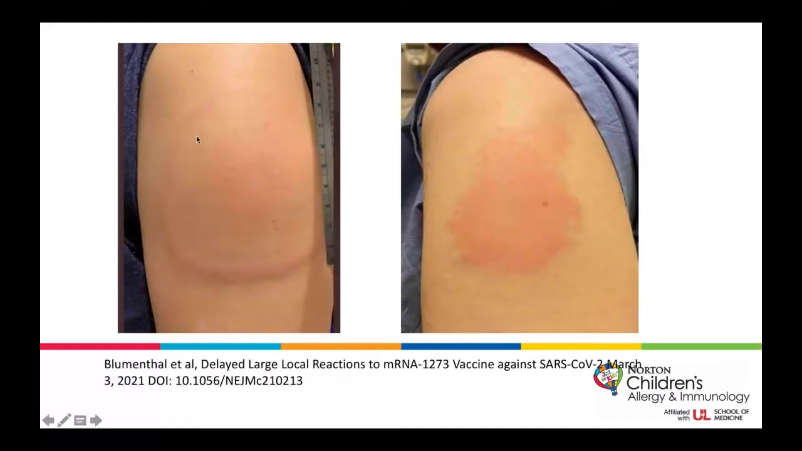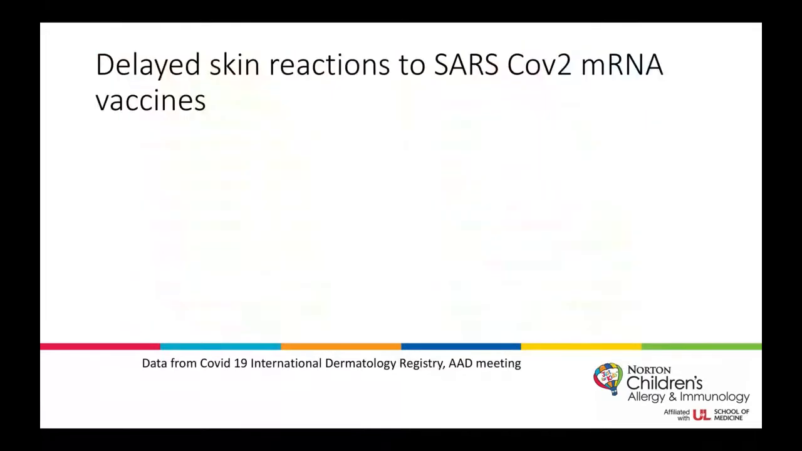And this is what was reported. So they essentially do well in that initial period, and then 1 week later they developed these delayed large local reactions. And this was reported in the Moderna trial as well.